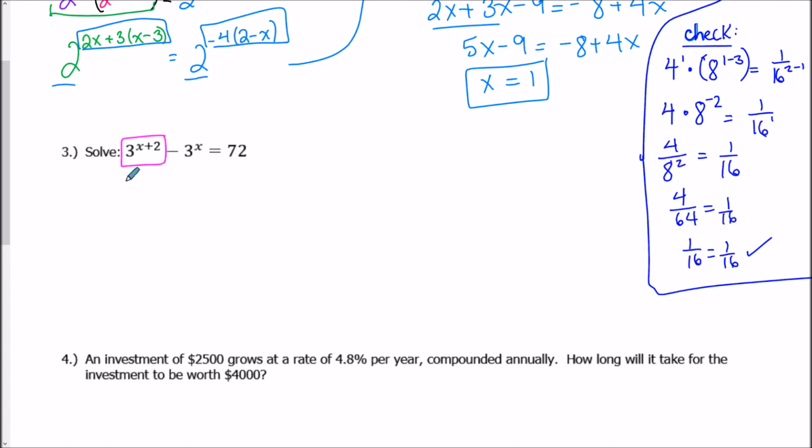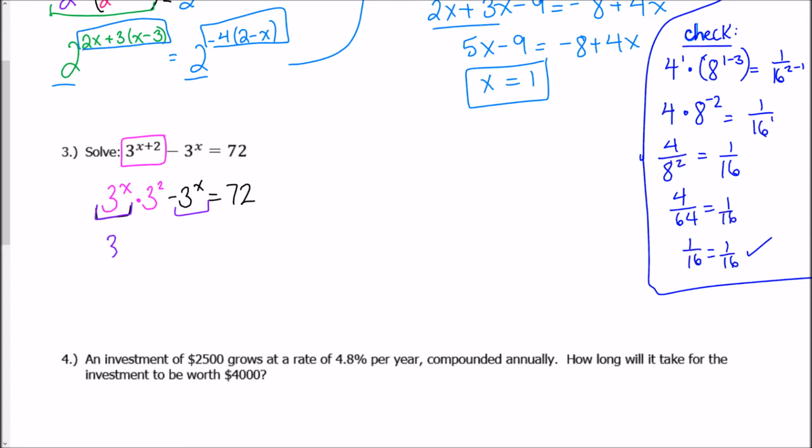I know I have addition in my exponent, so I know that essentially it's just 3 to the power of x times 3 to the power of 2. And then I'm just going to copy the rest of this down. Minus 3 to the power of x equals 72. Okay, now when I look at this right here, I see there's a 3 to the power of x in common with both of my terms. So what I'm going to do is I'm going to factor that out.